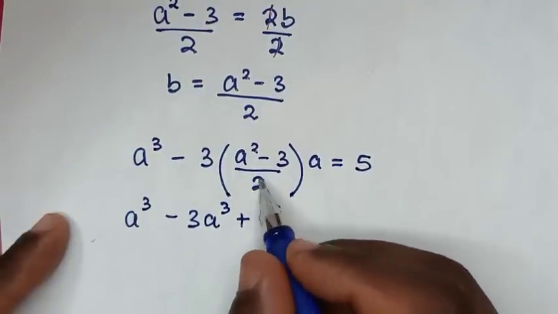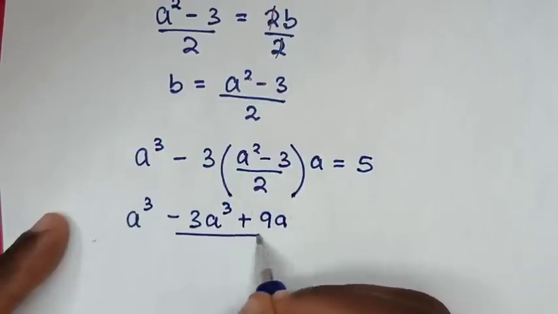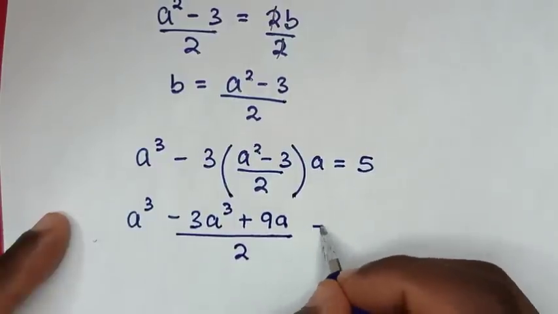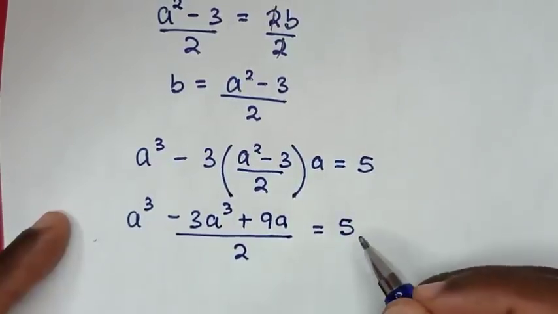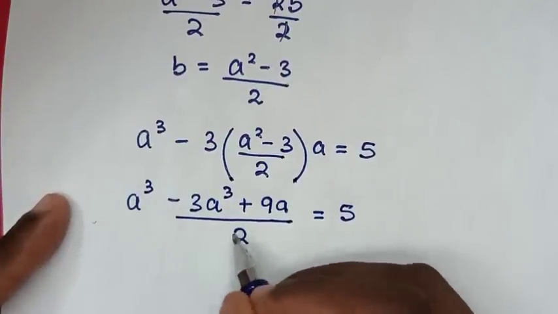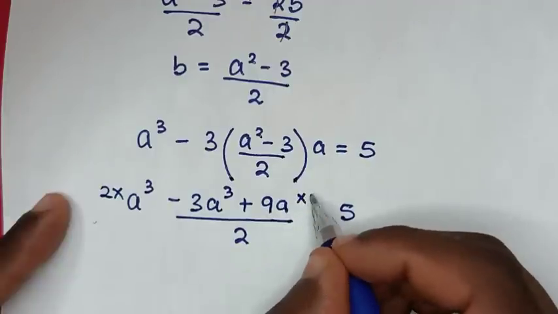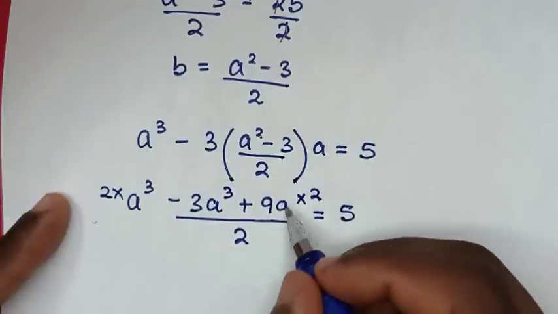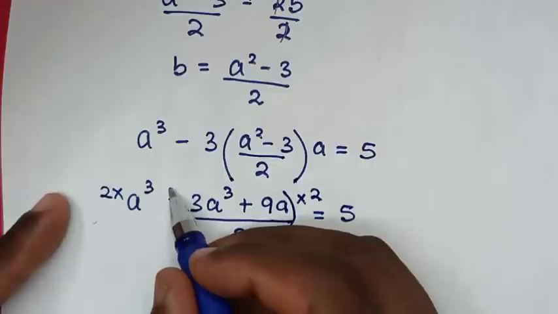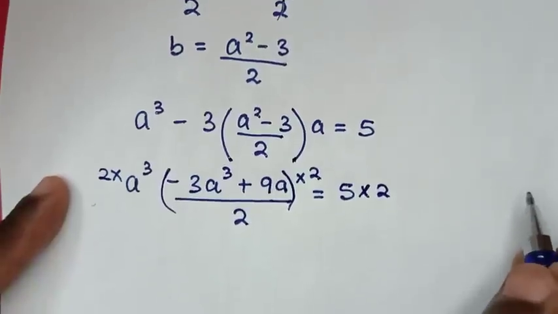Then remember it was over 2, so in here all this was over 2, then is equal to this 5. Then to cancel this denominator, we'll multiply by 2 in both parts. So in here we multiply by 2, and in here we multiply by 2. Note that in here this was a bracket, and in here also we'll multiply by 2.